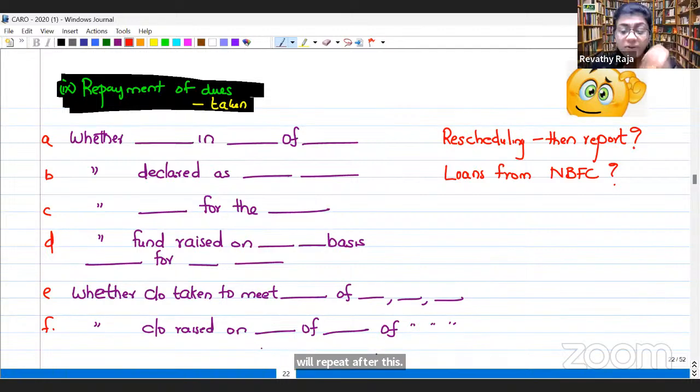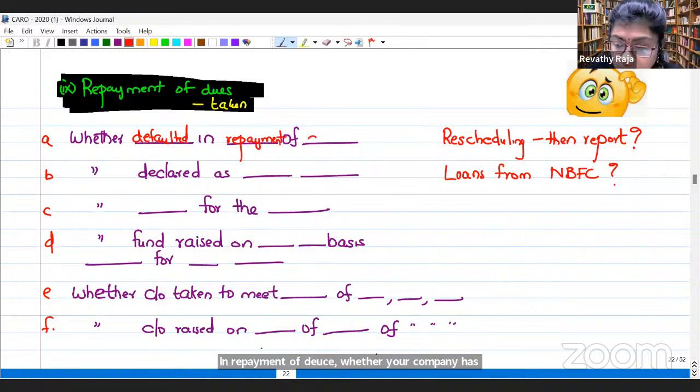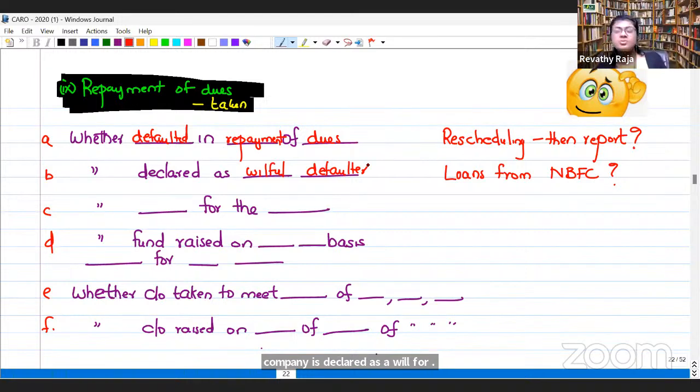Repayment of dues. Whether your company has defaulted in repayment of dues. That repayment, as we said, will include principal or interest. Now, whether your company is declared as a willful defaulter. One of the famous examples there, Vijay Mallya, even after having money. So whether your company is declared as a willful defaulter by banks. Next, whether utilized. Whether the loan given is utilized for the said purpose.